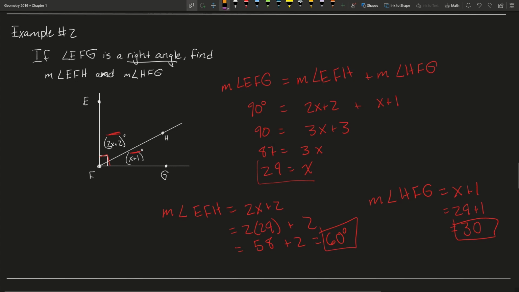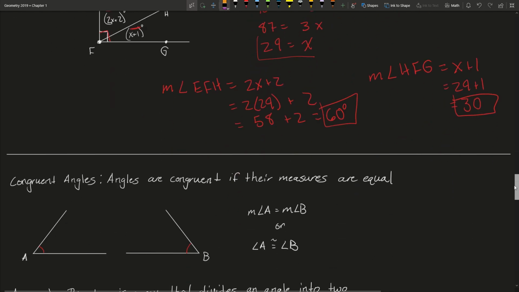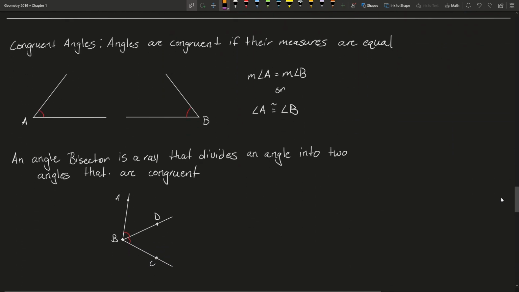The next thing we need to talk about is the congruence of angles. And angles, just like line segments, are congruent if their measures are the same. So in these two figures, angle A is congruent to angle B because the measure of angle A is equal to the measure of angle B. You can also say that angle A is congruent to angle B. Keep in mind that measures are equal, angles are congruent.